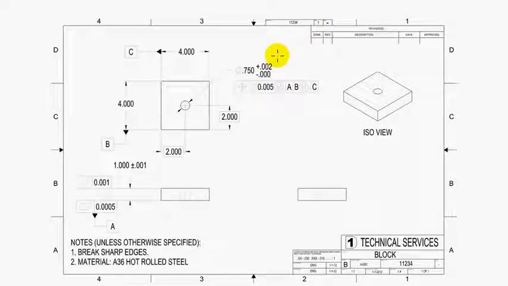Okay, as promised, we would get to a real drawing. And this is a real drawing. Now, first thing we're going to look at, and the purpose of this video is to get us familiar with looking at the different components that make up a drawing. It's more than just the part views and the dimensions and tolerances.